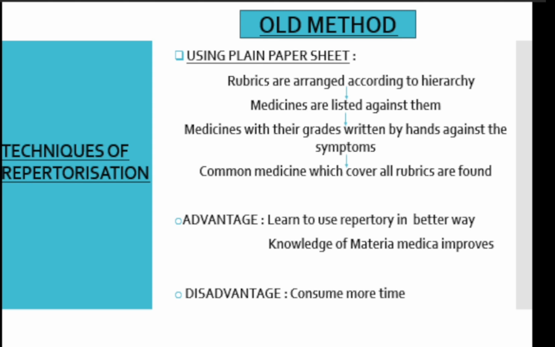Before fancy grids and computers, homeopaths relied entirely on a plain paper sheet. First, the rubrics are arranged according to their hierarchy. Then the medicines are listed against them. The practitioner then writes the medicines with their grades by hand against the symptoms. Finally, they scan the paper to find the common medicines which cover all the rubrics.